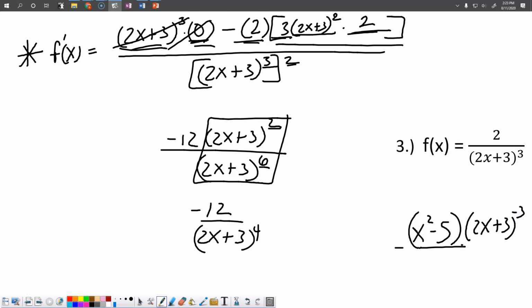Just make the power a negative, right? And now it's not a quotient anymore. Quotient rule, what is it now? Now it's a product rule. The unfortunate thing is it's a product rule with a quotient inside of it.